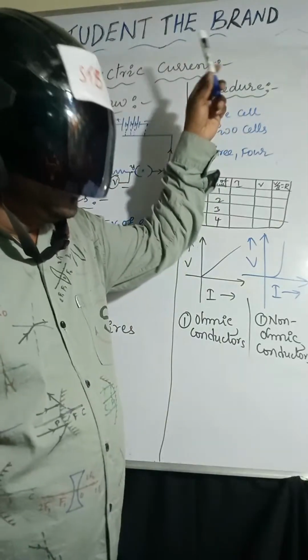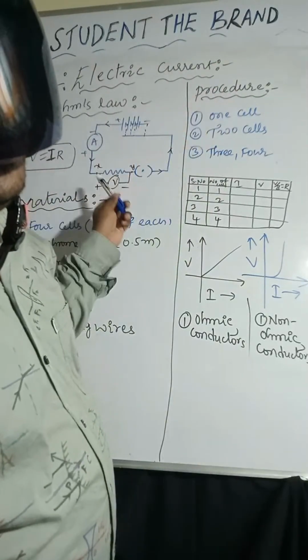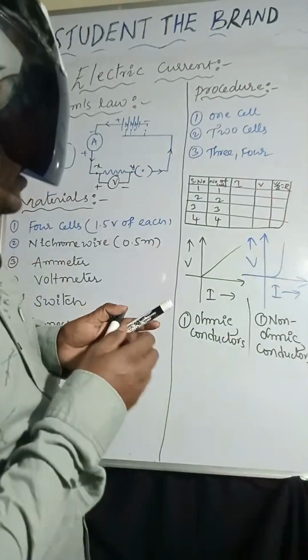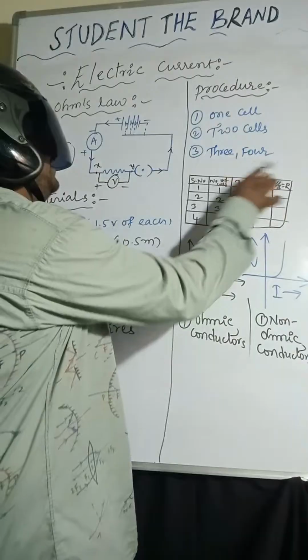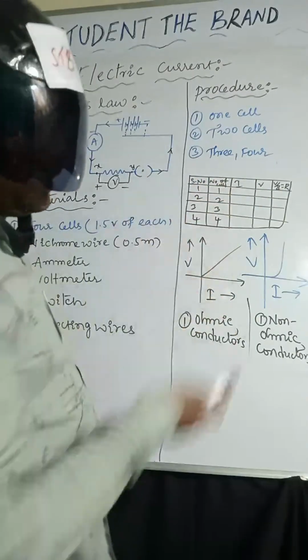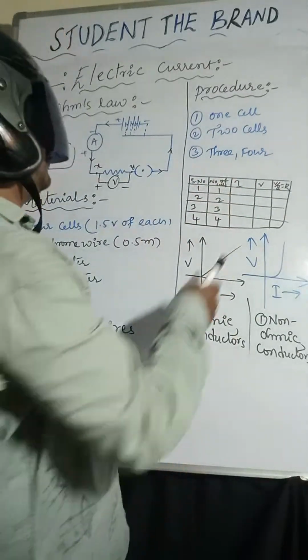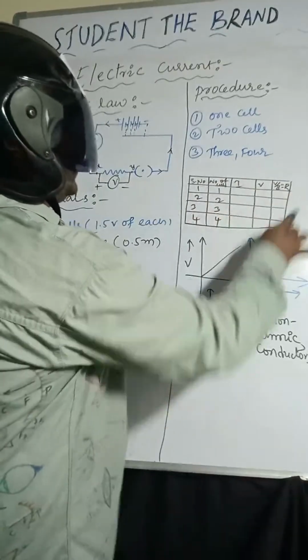So the procedure: first you have to connect one cell and note down the reading of ammeter and voltmeter, and connect two cells and note down the reading of ammeter and voltmeter. Repeat the process for 3 and 4. So mention it in the tabular form. This is a tabular form.